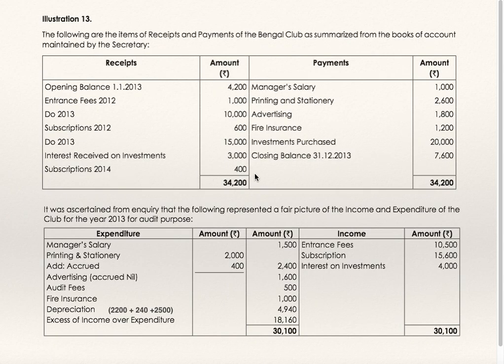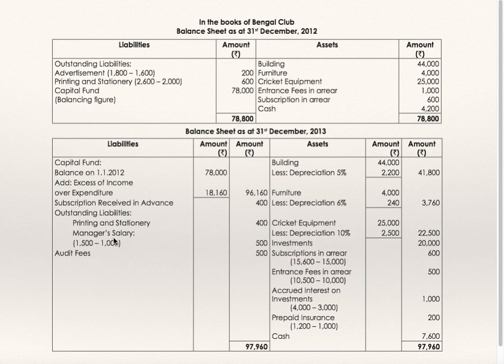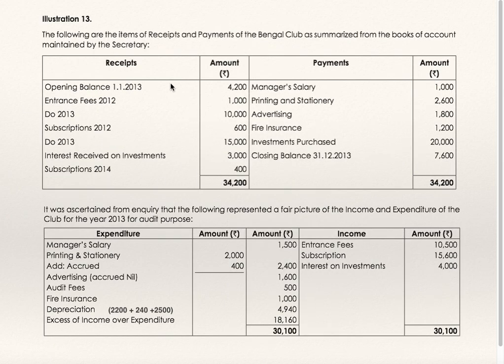Subscription for 2014 received in advance will be shown on the closing balance sheet liabilities side. So closing balance sheet liabilities side, subscription received in advance 400. So we have compared receipts with income. Now we'll see payments and expenditure.